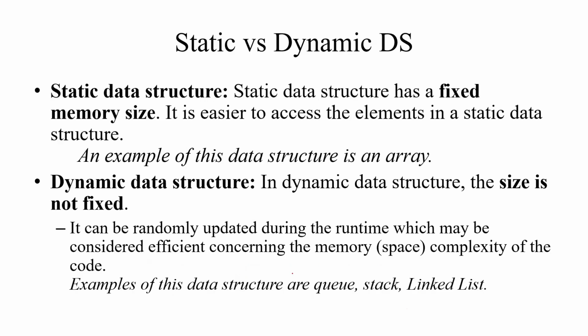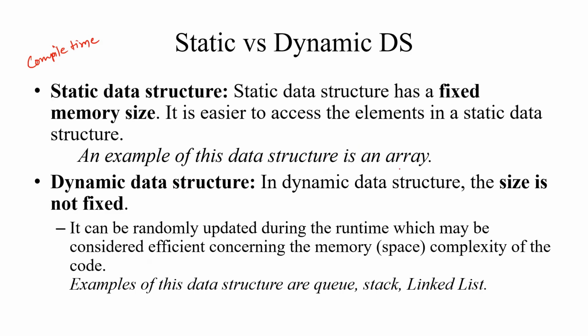Next, we are going to see the definition of static and dynamic data structures. A static data structure has a fixed memory size. It is easier to access the elements in a static data structure. Whenever you hear about static and dynamic data structures in a programming language, whenever we define a data structure at static time, or compile time, the data structure will be fixed. The memory we allocate will be fixed. We cannot change it at runtime.